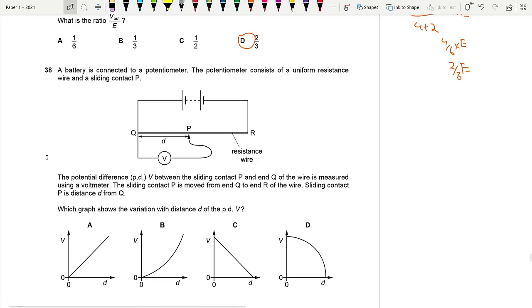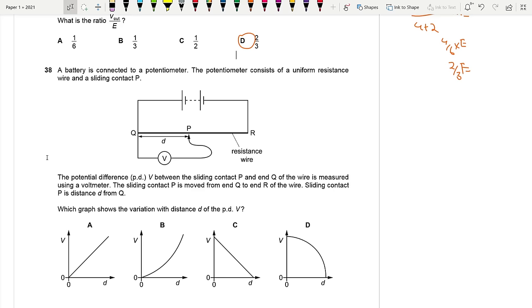38. A battery is connected to a potentiometer. The potentiometer consists of a uniform resistance wire and a sliding contact P. The potential difference V between the sliding contact P and the end Q of the wire is measured using a voltmeter. The sliding contact P is moved from end Q to end R of the wire. Sliding contact P is the distance D measured from Q. Which graph shows the variation with distance D of the potential difference?